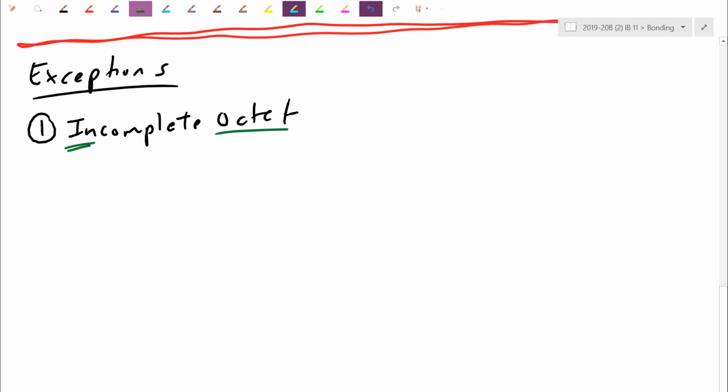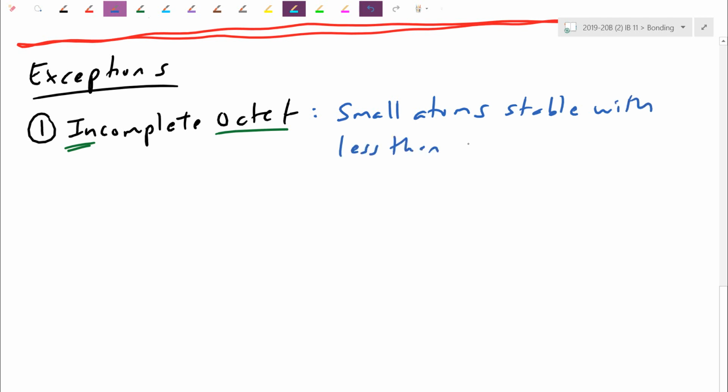They don't want any more. So in this case here, I'm going to make a reminder here. These are typically going to be small atoms, so towards the top of the periodic table. I'll list out for you which ones they are. Small atoms that are stable with less than 8 electrons.